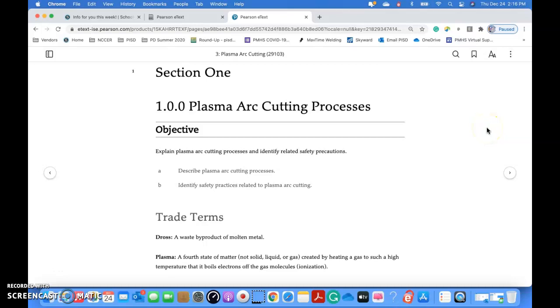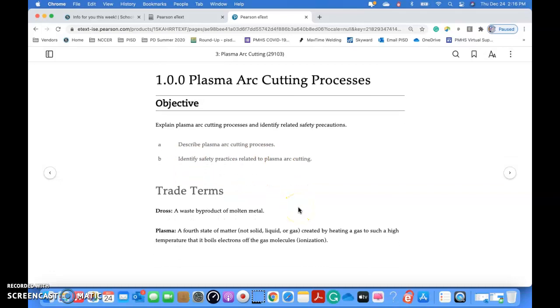Okay, let's talk about plasma arc cutting, Mod 3 Section 1. Nice little short module here. We'll hopefully get through it pretty quick. Explain plasma arc cutting processes and identify related safety precautions. Describe plasma arc cutting processes and identify safety practices. That's our objective, and that's all we're going to cover this week in Section 1.